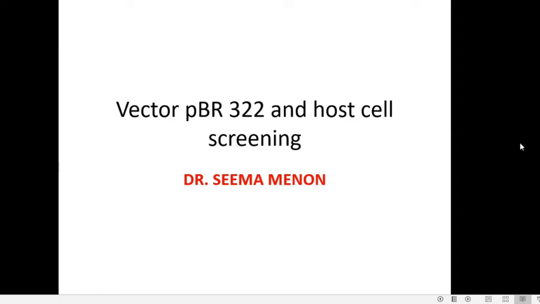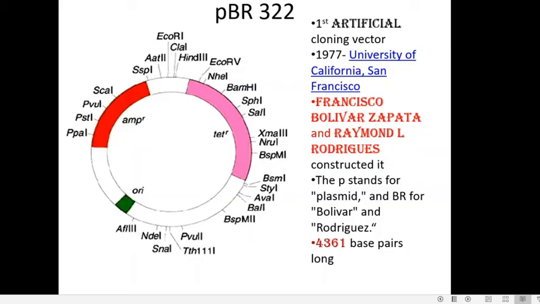Today we will discuss how the vector pBR322 is used as a vector for gene cloning and how we can select the cells which contain the vector pBR322. So it is called host cell screening. We go to the structure of pBR322.